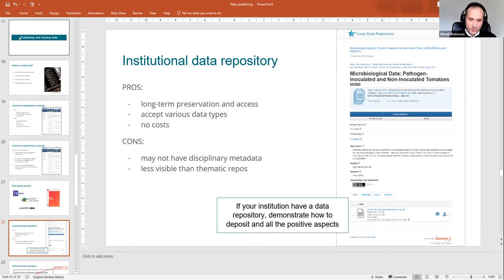And if your institution has a data repository, always promote it as much as you can, demonstrate how you work with it, how to deposit, and demonstrate all the positive aspects. We have here on this bootcamp, on day one, it was discussed, all the positive aspects of institutional repositories.